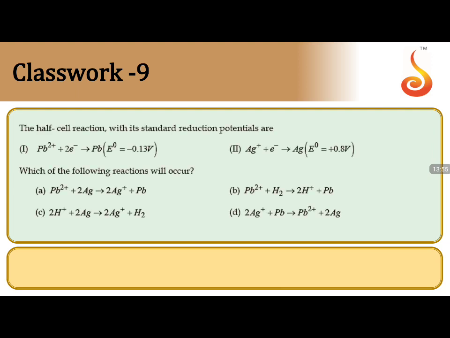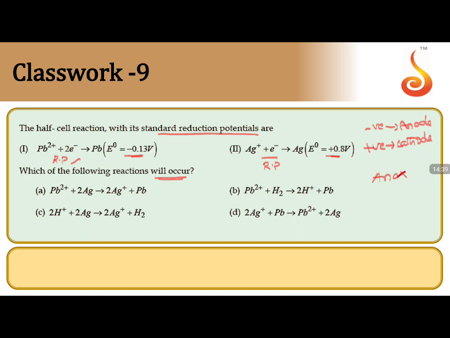Question number 9. The half cell reactions with their standard reduction potentials are given. You have to identify which will occur. Understand the question every time when you read. Please try to read it carefully. Which will occur is the question. So here you see this value is negative, this value is positive. Before you go to conclusion, check whether it is reduction potential. Yes, this is reduction potential. Yes, this is reduction potential. Now you go with second. Negative, positive. Negative is always anode and positive is always cathode. This is our condition. So if there is one negative, one positive, always negative should be taken as anode, positive should be taken as cathode.